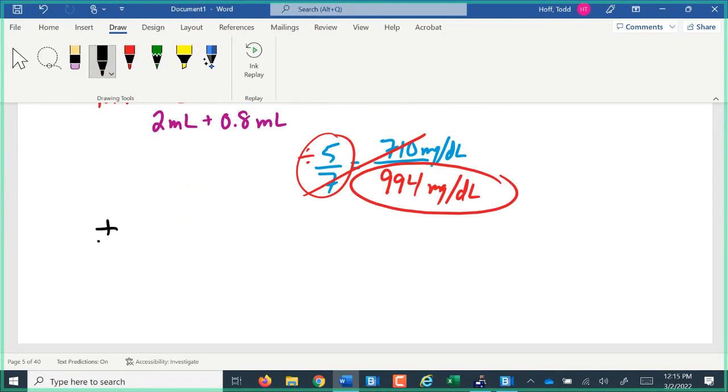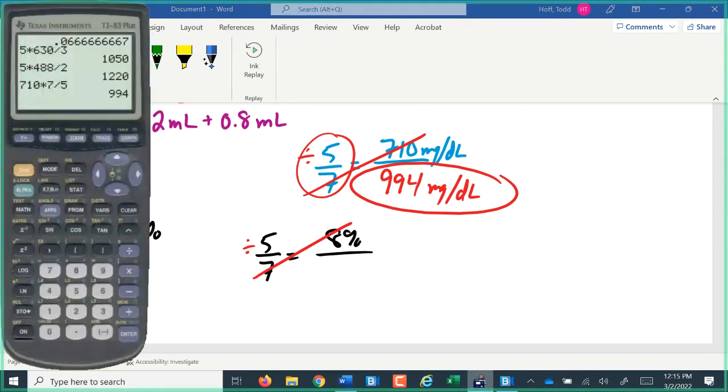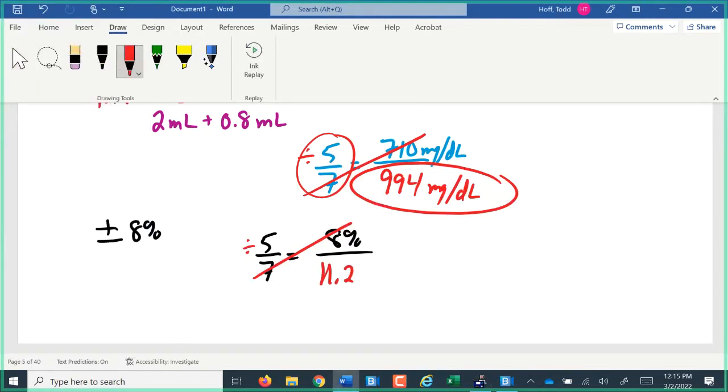If our lab testing, let's say, is plus or minus 8%, well, then the error in our lab would be increased by the same rate as the dilution. So a 5 in 7 dilution, if we put the 8% on top, that would be 7 times 8% divided by 5. It's going to give us like an 11.2% error.